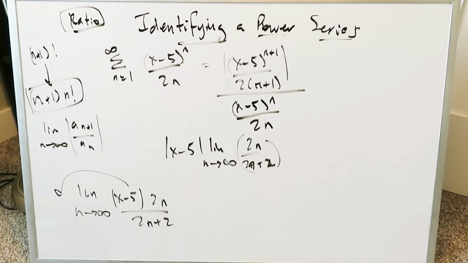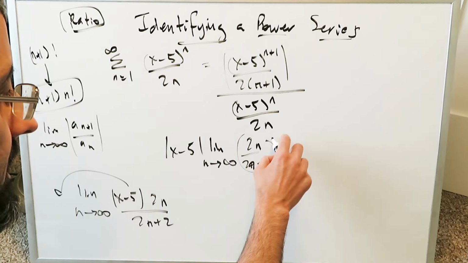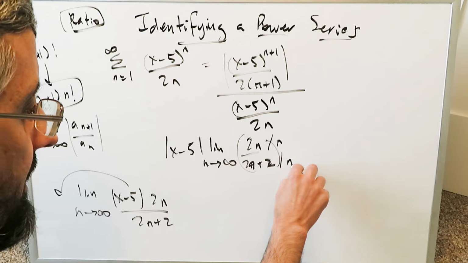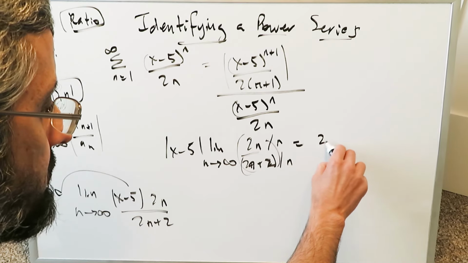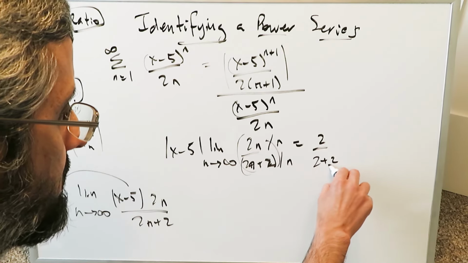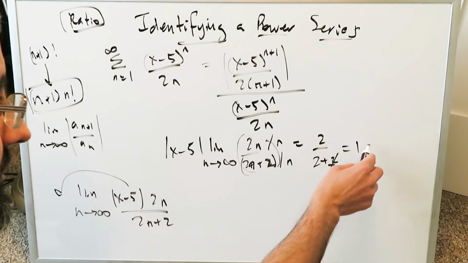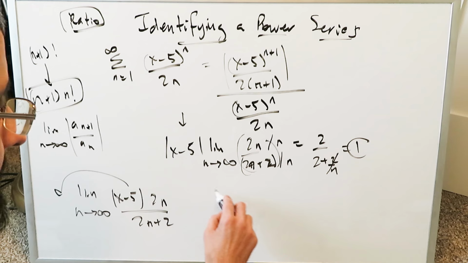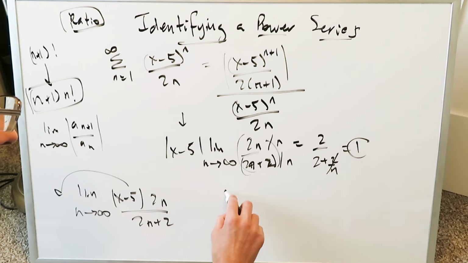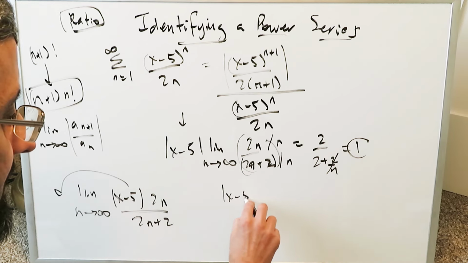Do your horizontal asymptote style of determination for the limit. Divide everything by 2n, or just divide everything by n. In the numerator and the denominator, you'll have 2 over 2 plus 2 over n. As n approaches infinity, this zeroes out, and you end up seeing 1. This 1 multiplies with this, and the entire output of the limit is just x minus 5.